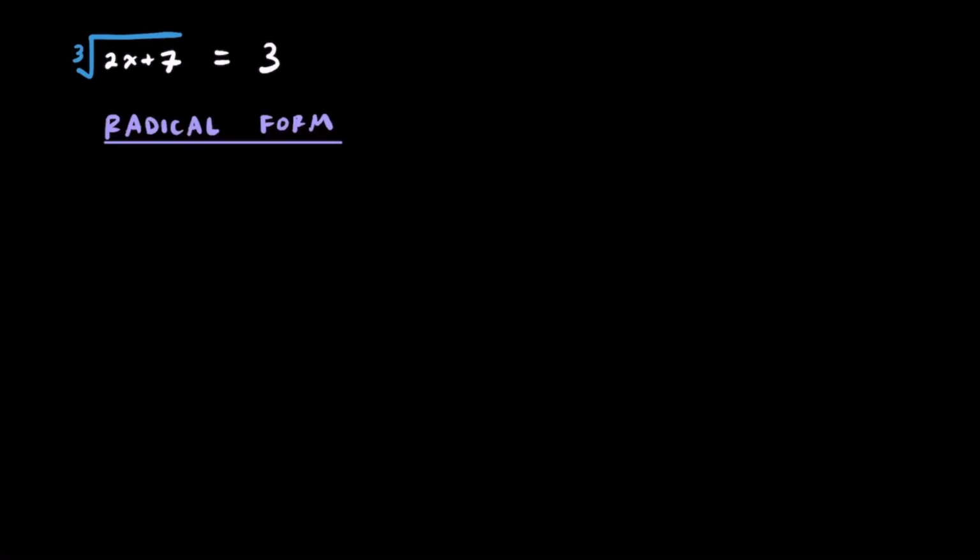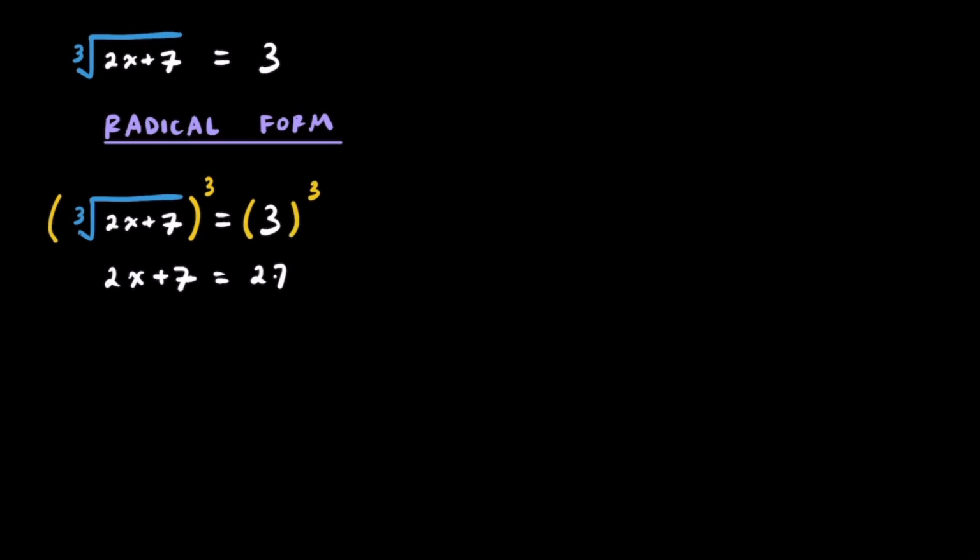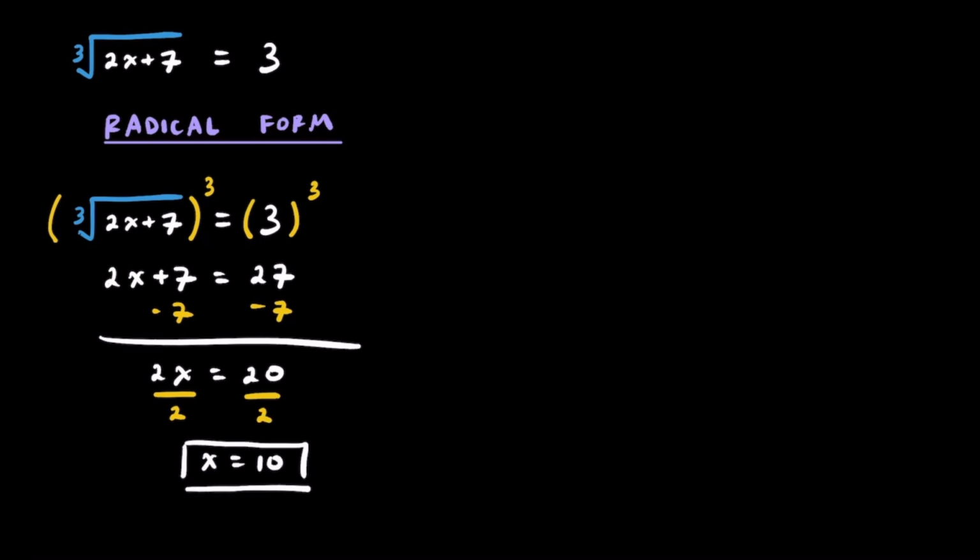For this first equation, we have the cube root of 2x plus 7 is equal to 3. Keeping this in radical form, we can cube both sides to cancel out the cube root. When doing so, we get 2x plus 7 on the left and 27 on the right. Subtracting 7 from both sides, we can write 2x is equal to 20, and dividing both sides by 2, we find out that x is equal to 10.